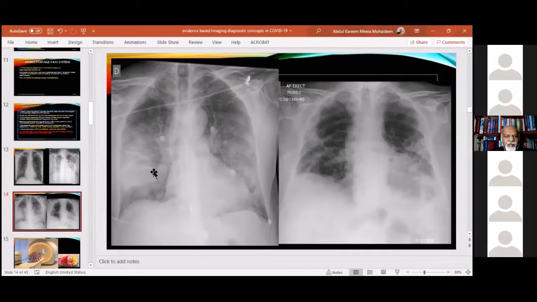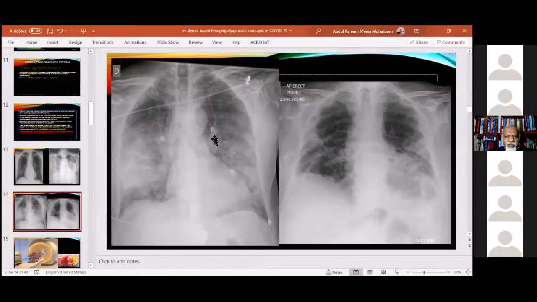But you can see some difference in the density. So it need not be of uniform density. All the opacities, depending upon the age of their appearance, they may vary in their opacity. Some may be greatly opacified, some may be less dense, so you can see difference in the density that doesn't bother. So it is definitely an abnormality, then obviously you are sick.